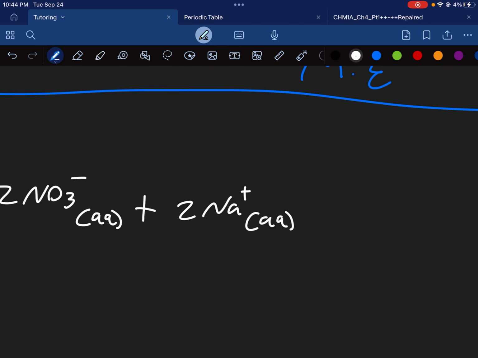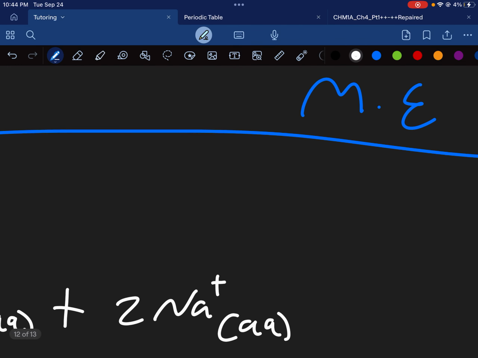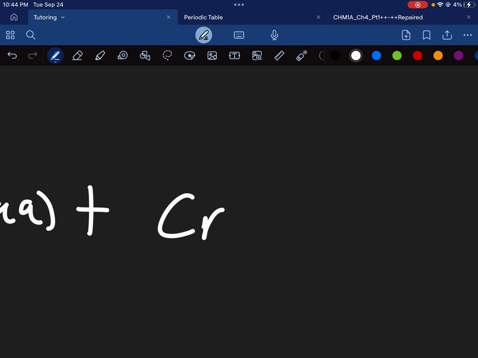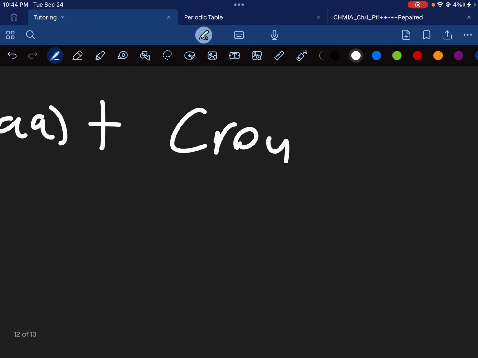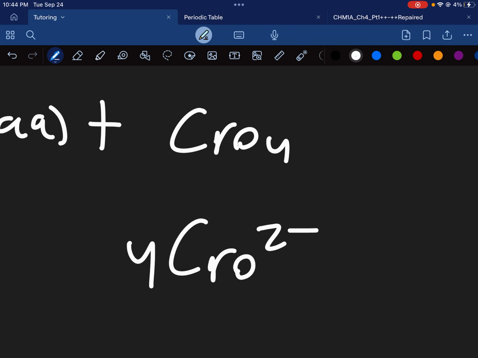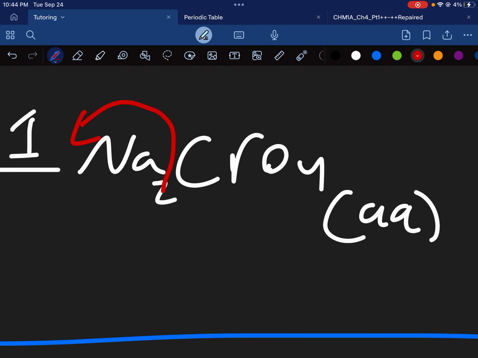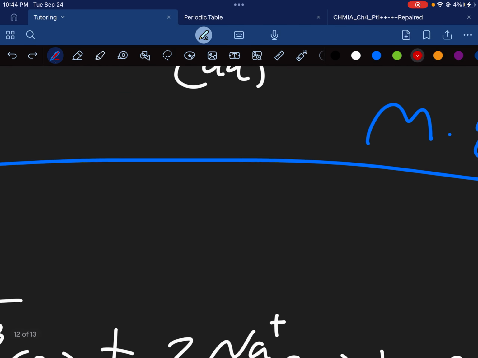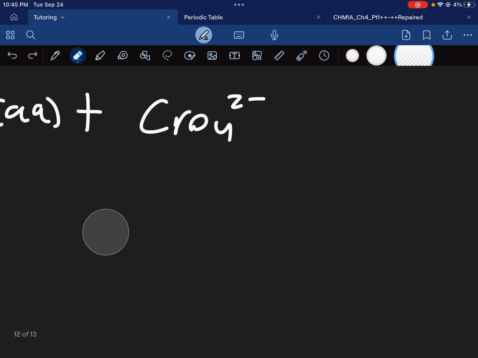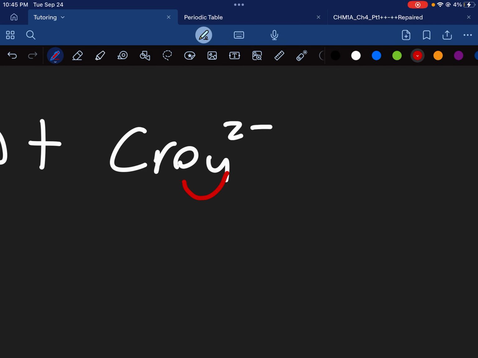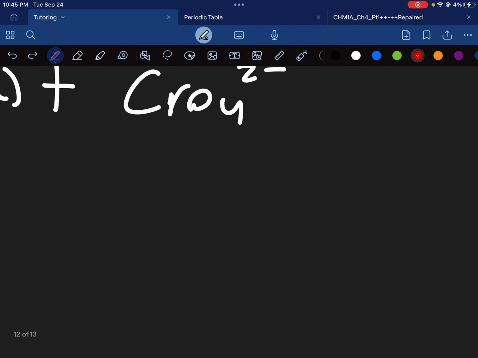Now, let's do chromate. I'm going to ask you something. Which one is the correct one? Is it this one or is it this one? It's going to be the top one. Even though I said subscripts become coefficients, that only applies to monatomic ions, just one element. Polyatomic ions don't do that, because this 4 belongs to the oxygen. It doesn't belong to the chromium. You can only turn subscripts into coefficients on polyatomic ions if there are parentheses around it.